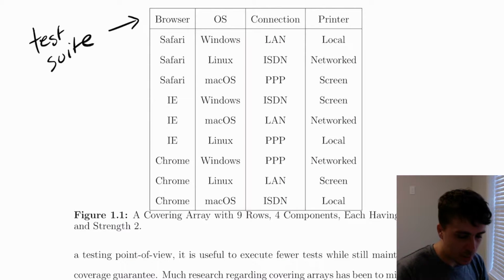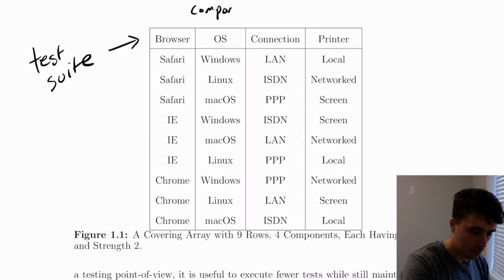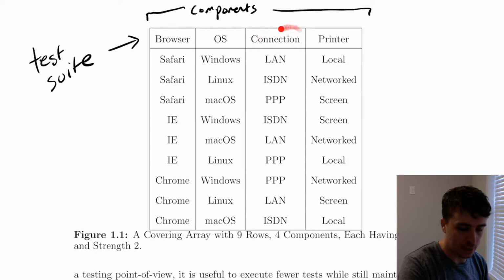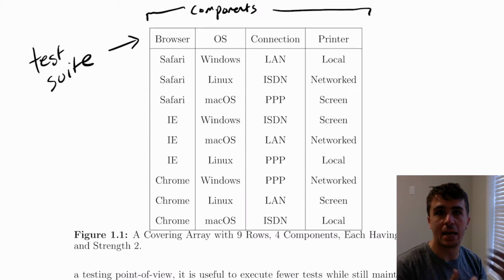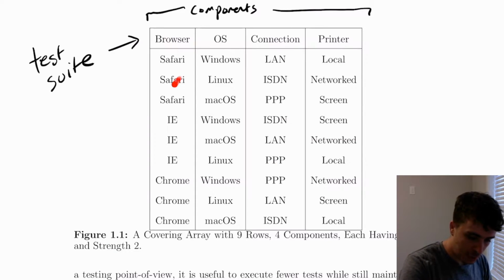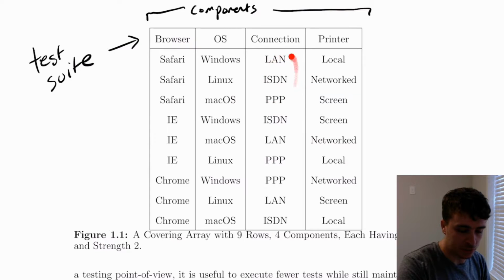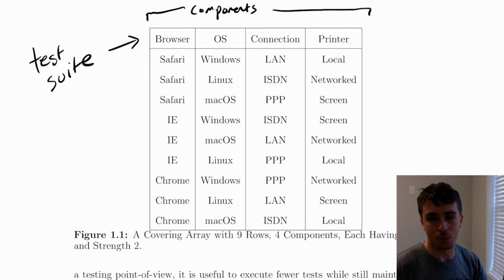And what is its purpose? Why do we have this here? We have four components right here, which are the browser, the operating system, the connection, and the printer. It's basically a bunch of components that are doing things at the same time, various services at the same time, and we want to test whether a particular configuration works. We're looking at three different browsers right here, three different operating systems, three different network connections, and three different ways of connecting a printer. You could put more components onto here or more operating systems or more browsers. This is just an example.